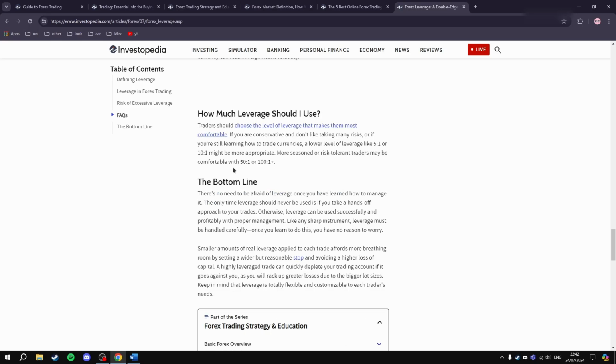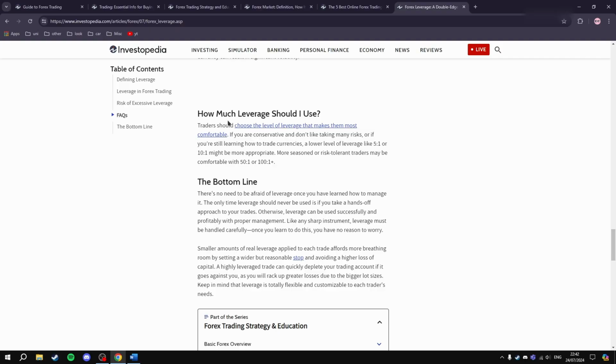How much leverage should I use? Traders should choose the level of leverage that makes them most comfortable. If you're conservative and don't like taking many risks, or if you're still learning how to trade currencies, a lower level of leverage like 5-to-1 or 10-to-1 might be more appropriate. More seasoned or risk-tolerant traders may be comfortable with 50-to-1 or 100-to-1 plus. Or use no leverage at all, if you want to be really safe.